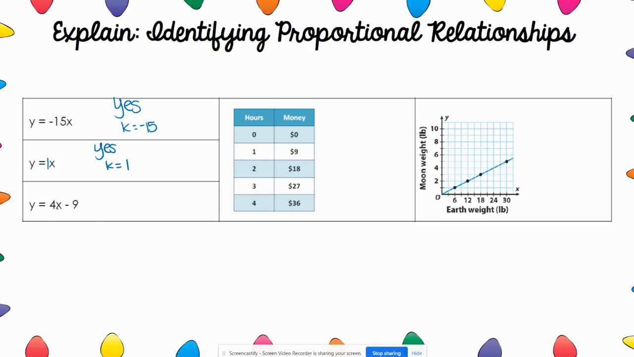This one says y equals 4x minus 9. So we see that 4 is being multiplied by x, but then we also see this minus 9 right here. Because we have this minus 9, that makes this no longer a proportional relationship.